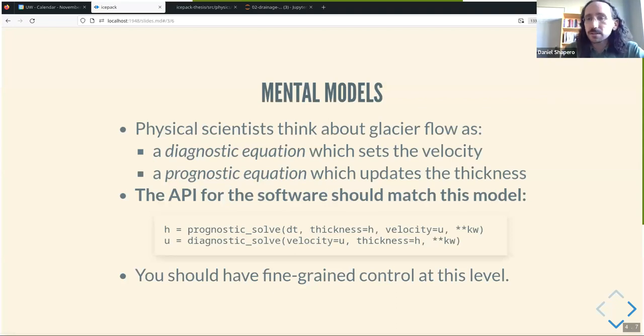But by and large, if you ask a glaciologist to describe roughly what's going on with glacier flow or how they think about it in their head, they'd say there's one equation, which is the momentum balance that sets the velocity. It has no time derivatives in it because they're basically minuscule. So it sets the velocity instantaneously as a function of the thickness and other forcing data. And next is a prognostic equation, which is the mass balance equation that updates the thickness in time. So my idea is, could we write a software tool where the application programming interface more or less matched exactly the domain scientist's mental model for how it worked?